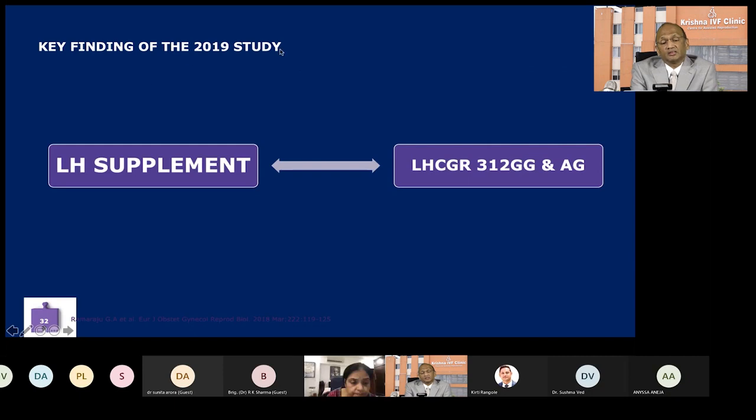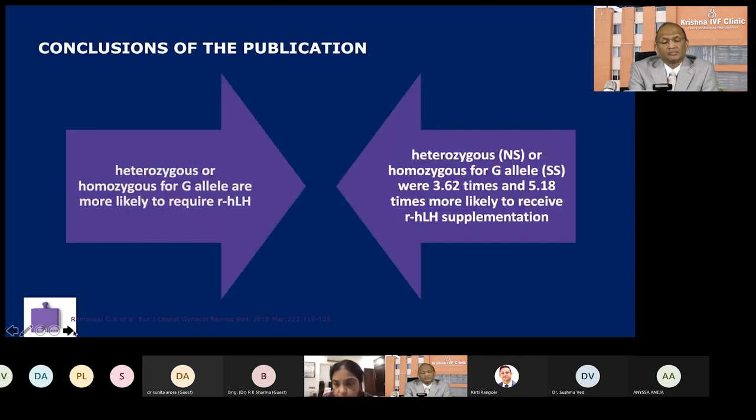So the key finding in the 2019 study was that LH supplementation is needed in patients with this type of polymorphism. So the conclusion of the publication was that those heterozygous or homozygous for the G allele are more likely to require recombinant LH supplementation.